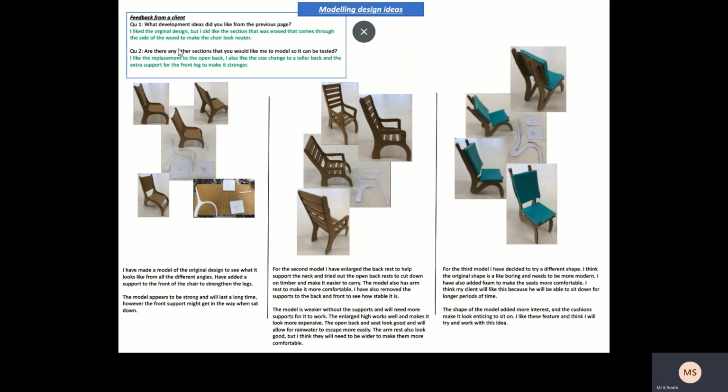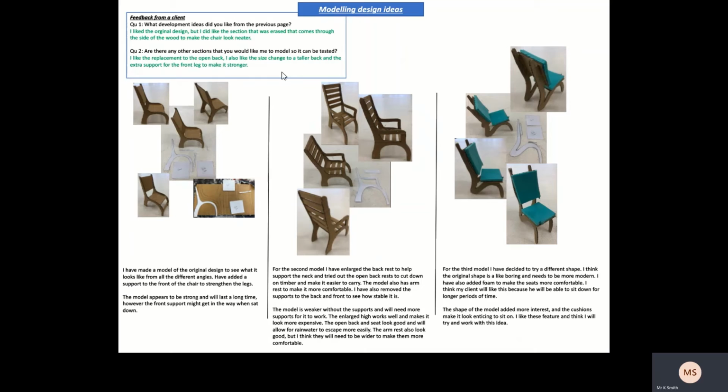At the top here, the client feedback, I just asked, what development ideas did you like from the previous page? And the feedback I got was I liked the original design, but I did like the section that was erased that comes through the side of the wood to make the chair look neater. So it's about getting rid of that little bit of detailed section where this support comes through it, but I've got rid of that.